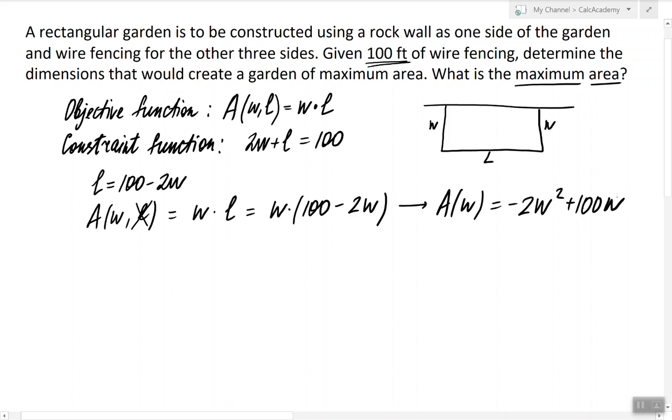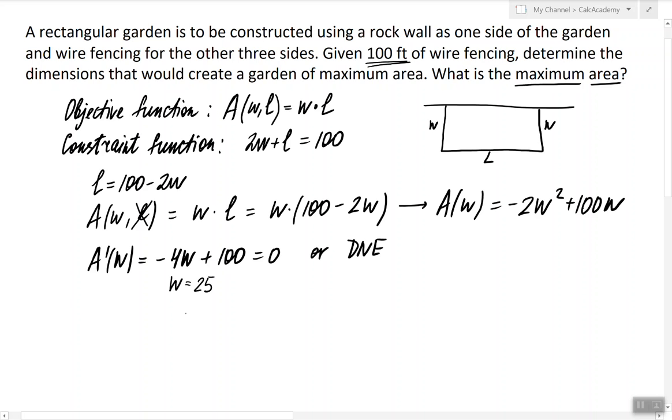So if I'm looking to maximize the area, I have to find the critical points first. So let's find the derivative of this function. Let's set it equal to 0, or find the values where it doesn't exist. Since this is a linear function, it always exists, and we only have to find the values where it's equal to 0. So solving this equation gives us the output W equals 25.